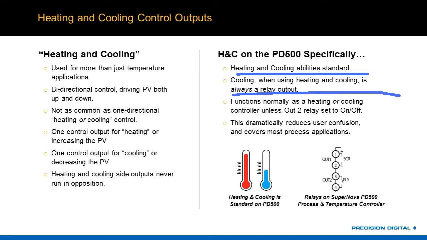Because oftentimes that's what we see. If someone is doing heating and cooling, they may be using a 4 to 20 out to control the heating elements, but for cooling, all they're doing is opening a valve, letting some cold water into a heat exchanger or whatnot. So output 2 on the SuperNovas is always reserved for that cooling side output if you need heating and cooling. If you don't, you just don't go near that, and the unit's set up to be a one-directional control device.